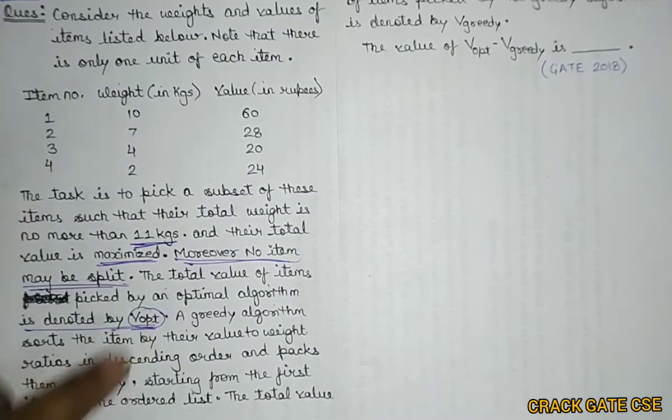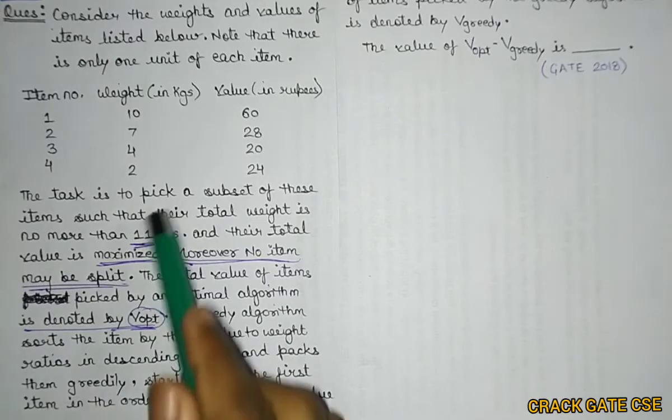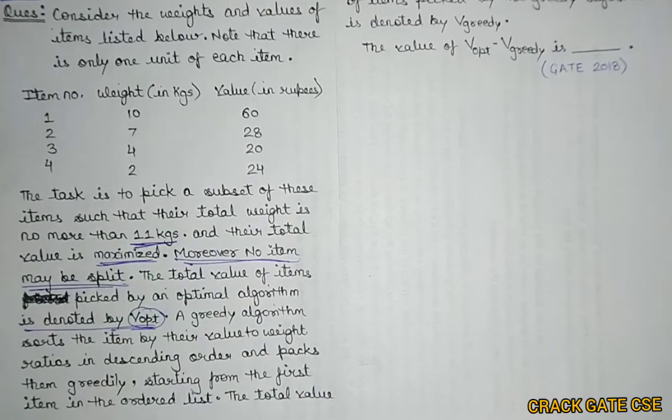So that means the V optimal, VOPT, is nothing but the 0/1 knapsack if it is solved using the dynamic program, because we have to pick a subset of these items such that their total weight is no more than 11, right? So how can we do that?